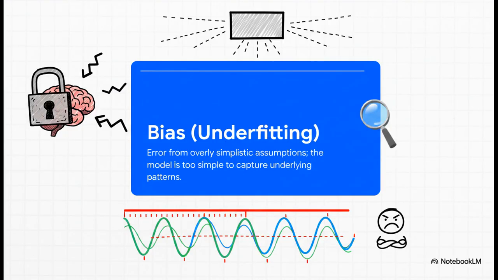So first up, we have bias. Think of bias as stubbornness. A high bias model is just too simple for the job. It has these rigid, overly simplistic assumptions about the world, and it just can't see the complex patterns in the data. We call this underfitting. It's kind of like trying to trace a beautiful, complex curve using only a short, straight ruler. You're just going to miss the point entirely.